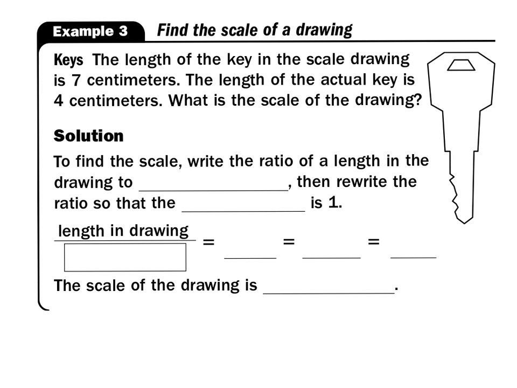It says the length of the key in the scale drawing is 7 centimeters. So in other words, from here all the way down to here, oops, sorry, that's not quite a straight line, is it? This is 7 cm. The length of the actual key is 4 centimeters. What is the scale of the drawing? To find the scale, you write the ratio of the length in the drawing to the actual length. Then rewrite the ratio so that the denominator is 1.